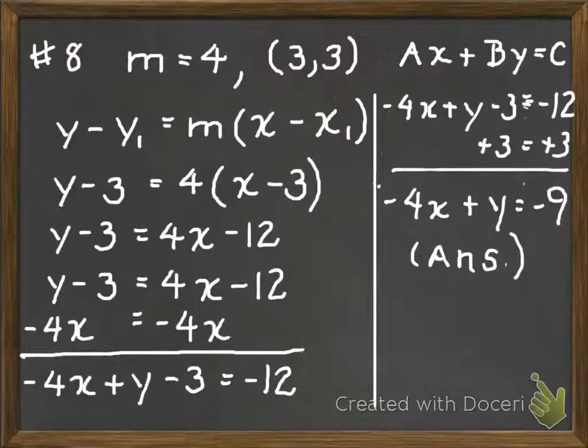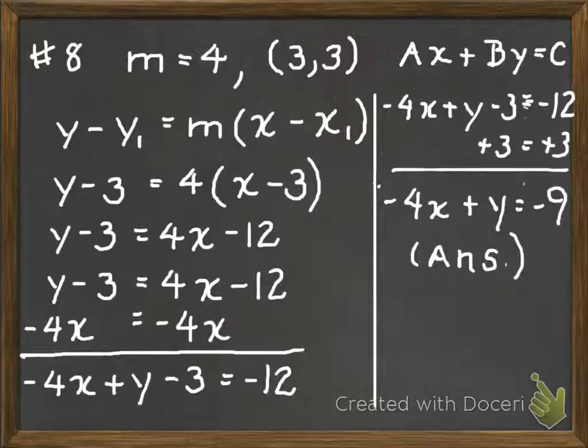Question number 8. Find an equation of the line with the given slope that passes through the given point. Write the equation in the form ax plus by equals c. The slope we're given is 4, m equals 4, and the point is (3, 3). We're asked to write an equation of a line that has that slope and passes through that point, and we're supposed to write it in standard form, ax plus by equals c.